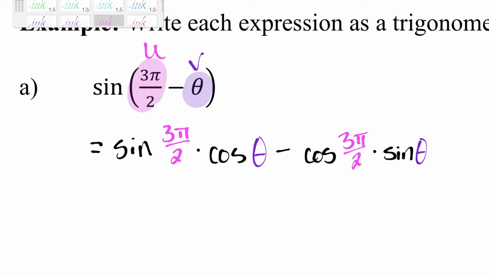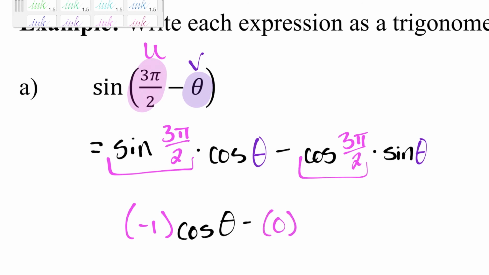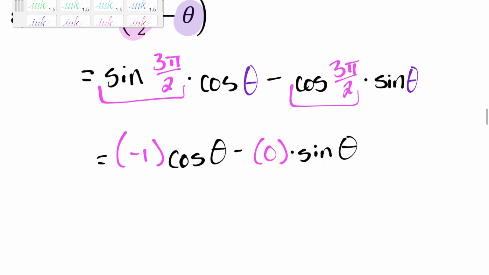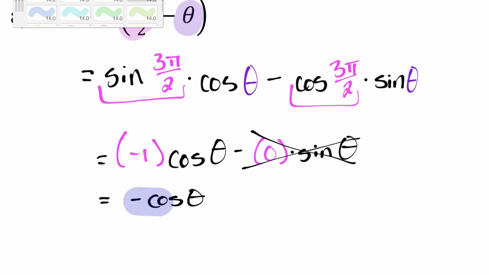So now here I can go through and plug in what I know about sine of 3 pi over 2. And 3 pi over 2 is on our y-axis, where we would have the point 0 comma negative 1, which means my sine value in this case would be negative 1. And my cosine, which is our x value, would be 0. Since it's on the y-axis, our x value will be 0. And then now doing my multiplication, I have negative cosine of theta. And 0 times anything is going to give us 0, so this minus sine theta times 0 just cancels out. And I have my final solution.